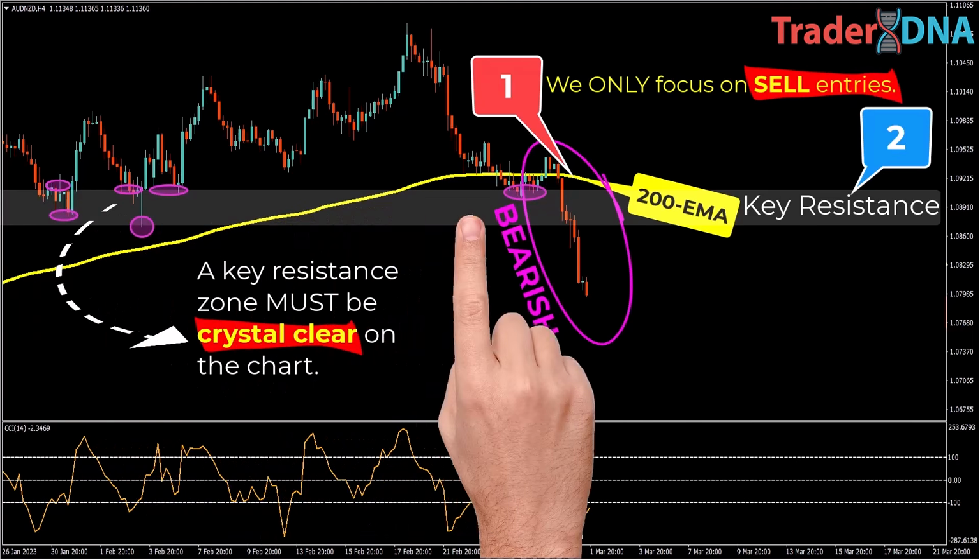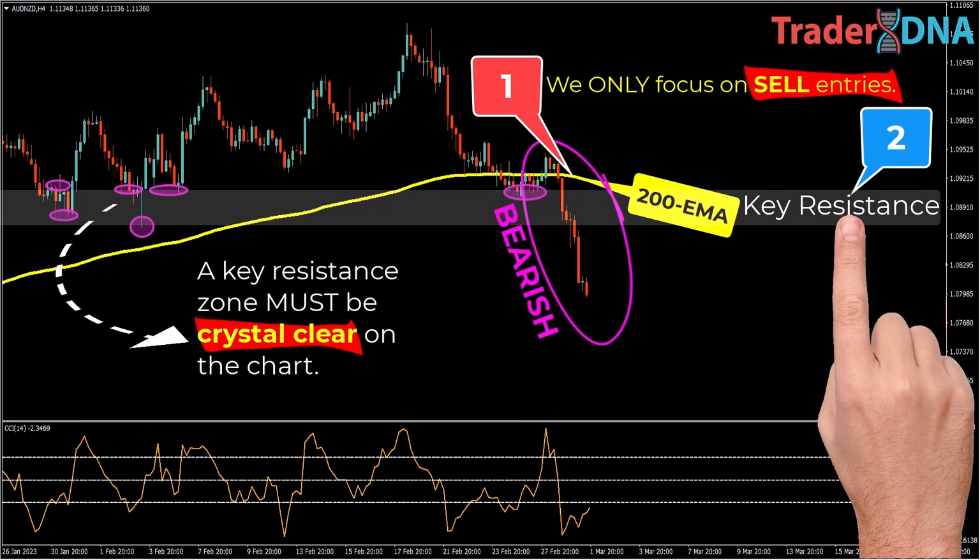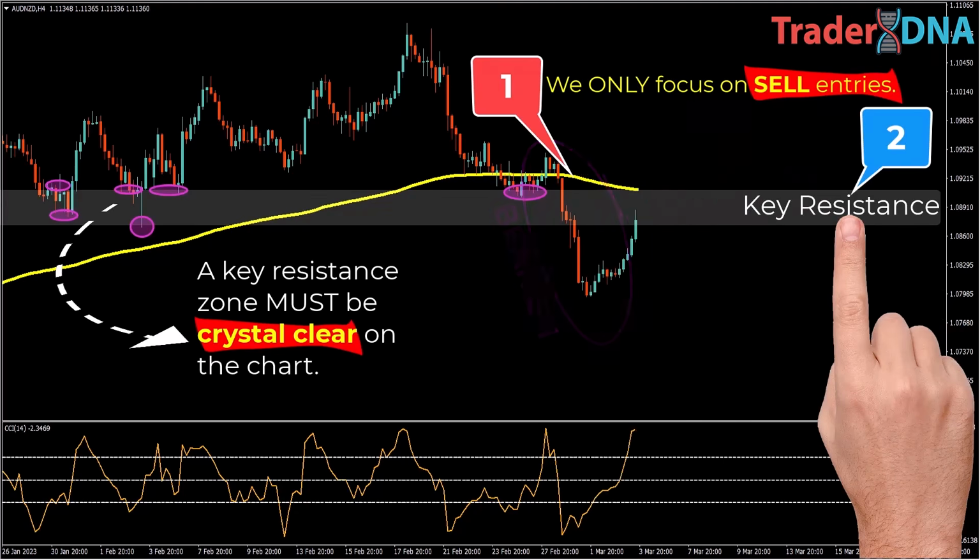Right here, this is our key resistance zone. It's clean, it's sharp, and it checks off rule number 2. Step 3, patience. We wait for the setup to develop. Price needs to climb back up toward the 200 EMA, but it cannot break above it.